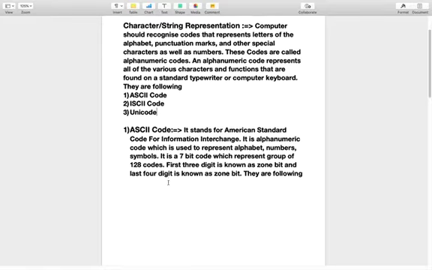So first we learn what is ASCII code. ASCII stands for American Standard Code for Information Interchange. It is an alphanumeric code which is used to represent alphabets, numbers as well as some symbols. It is a 7-bit code which represents a group of 128 codes. Of the ASCII code, the first 3 digits are known as zone bits and the last 4 digits are known as digit bits.